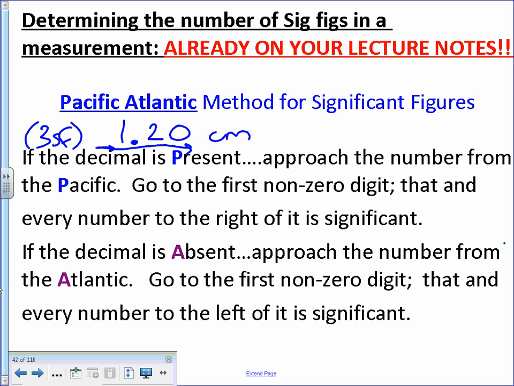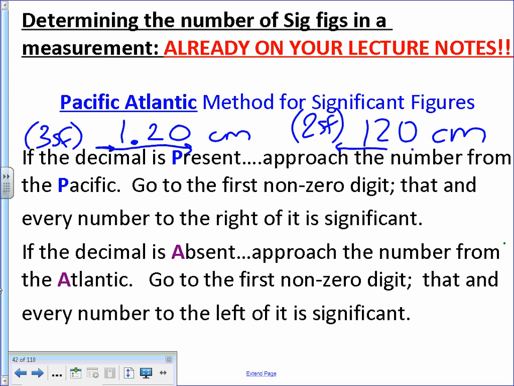But what if I wrote this number? The decimal is absent, correct? So you start counting sig figs from the Atlantic side, which is the right side, at the first non-zero digit. Do you count here? No, you start counting at the 2, and you keep counting that way. So 1, 2. How many sig figs? 2. So you only know for sure to the tenth digit on the integer side, right? So this 0 here is estimated.